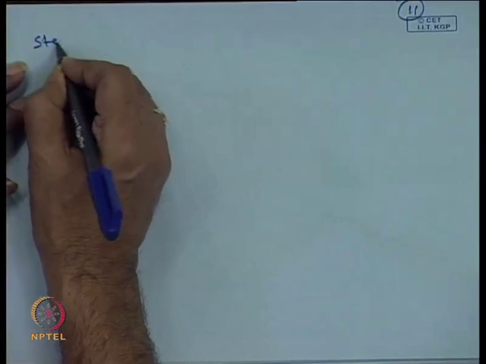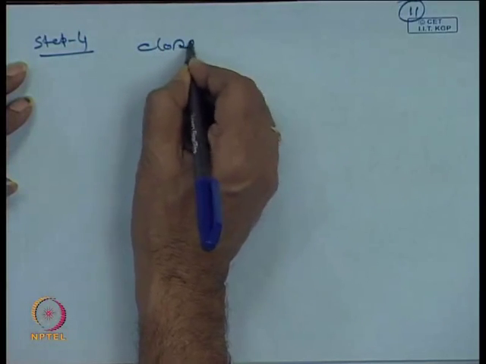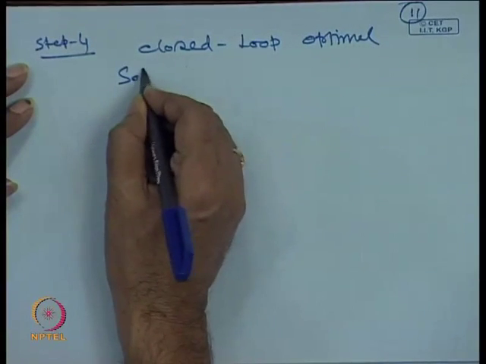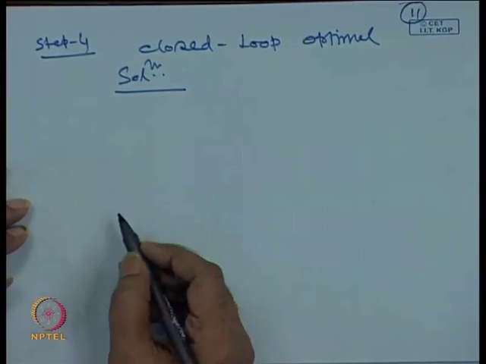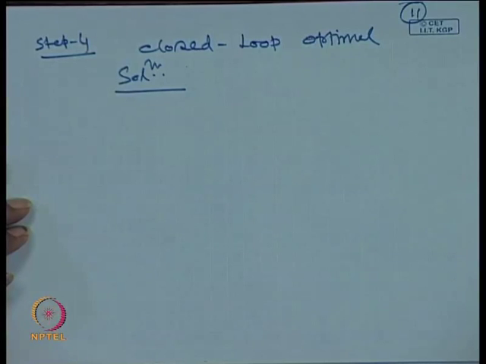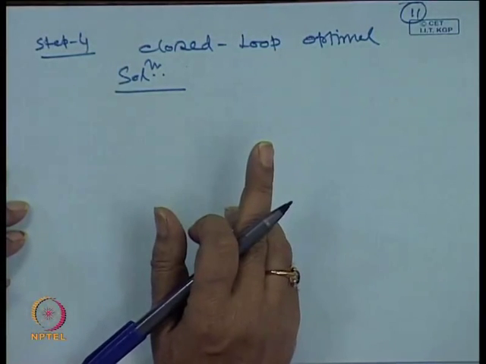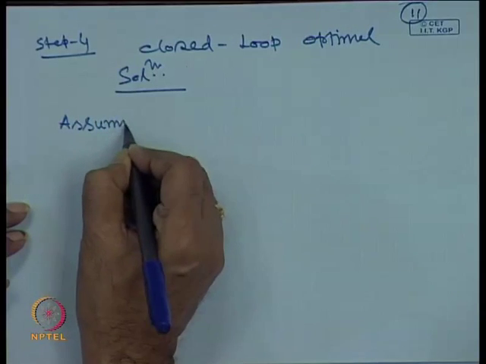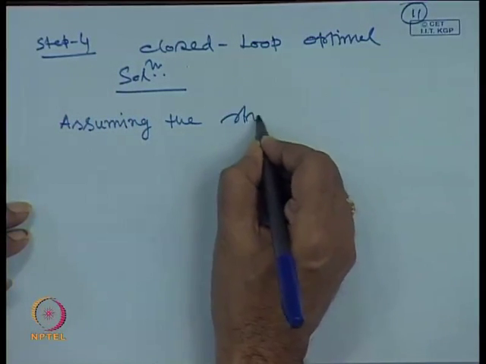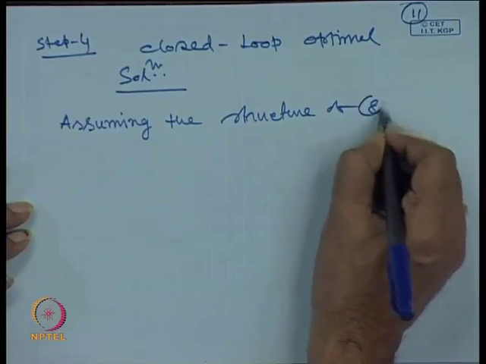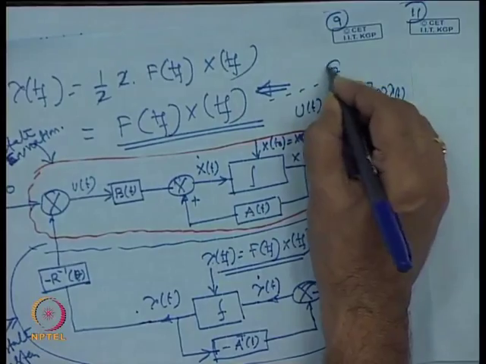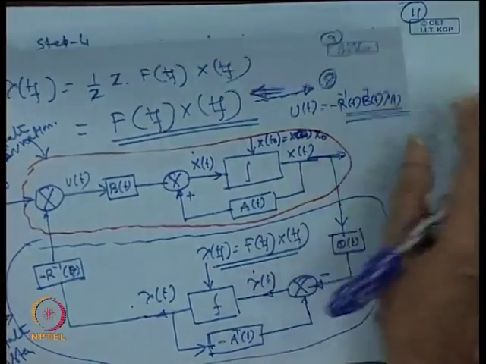So now we are looking for a closed form solution, step 4, the closed loop optimal solution. How will you do this? We know how lambda at t equal to t_f, lambda(t_f), is related with x(t_f). So, assuming the structure of equation number 8, we have given equation number, let us call this equation number 8, agree? This is equation number 8.